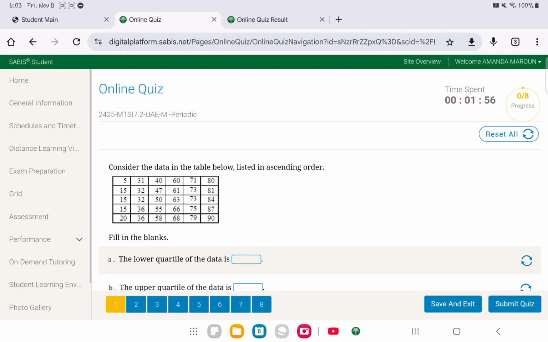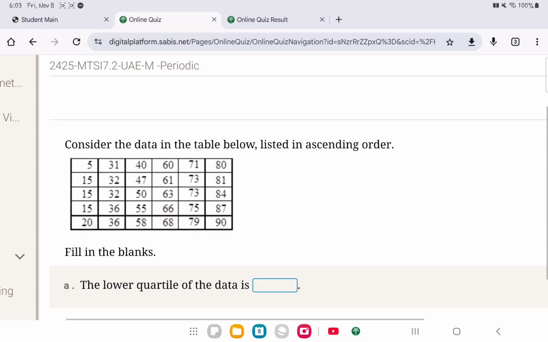So today I'll be explaining the math course practice IGCSE 7.2 quiz. So let's start, okay? Consider the data in the table below listed in ascending order, okay? Meaning you start from the bottom, you end at the top, all right?